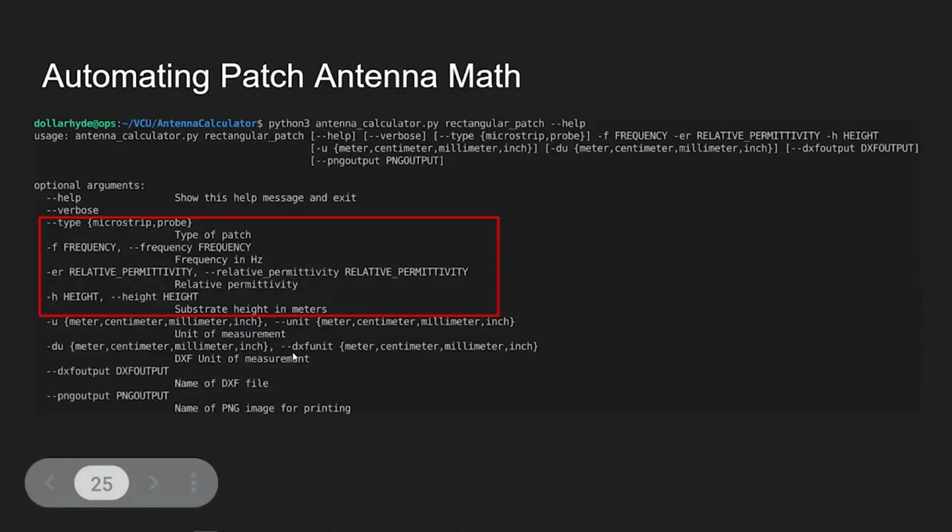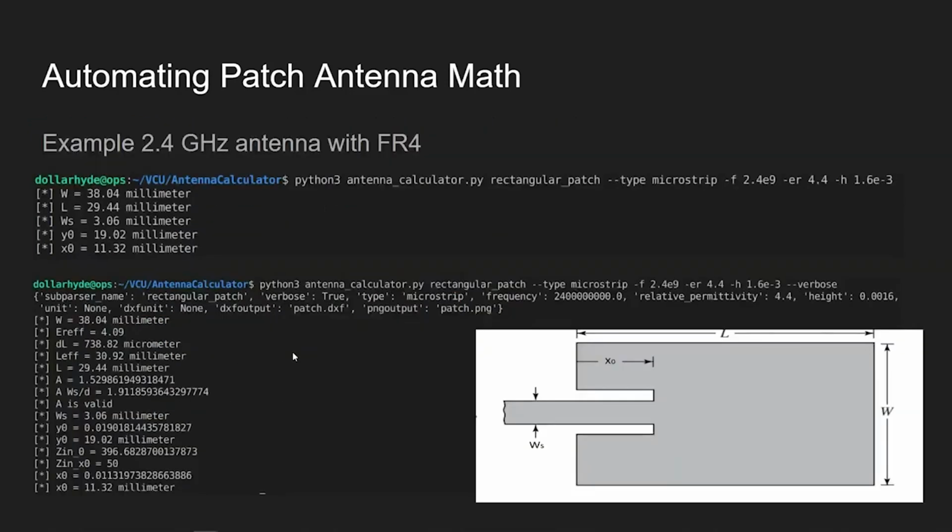We went through the math just to have complete understanding, but the math in the previous slide was automated in an antenna calculator for the rectangular patch. In this tool, the required antenna type specifications at this time can be either microstrip or probe fed. Next, we specify the desired frequency and substrate material properties. Using an example of 2.4 GHz with FR4, we get all of the necessary values to design a patch shown in the bottom right hand corner.